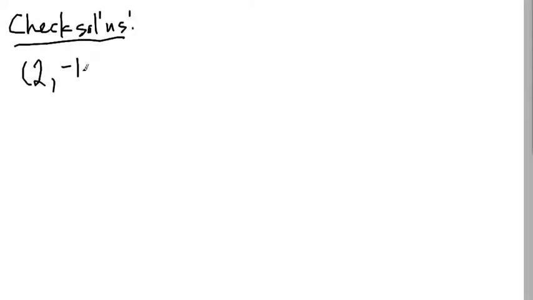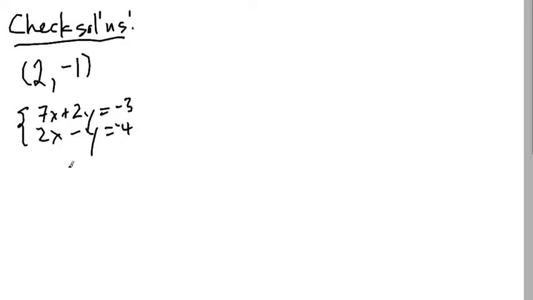Now, a good last thing for us to do here is to check our solutions. Let's just do it with this example right here. The solution was supposed to be (negative 1, 2), and our original equations were 7x plus 2y is equal to negative 3, and 2x minus y is equal to negative 4. So let's just plug these in.